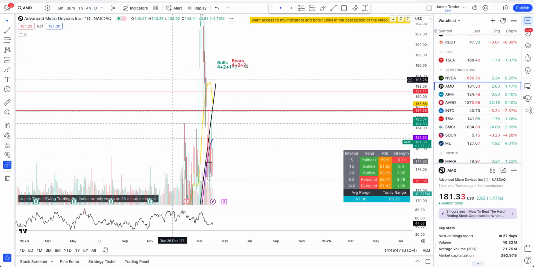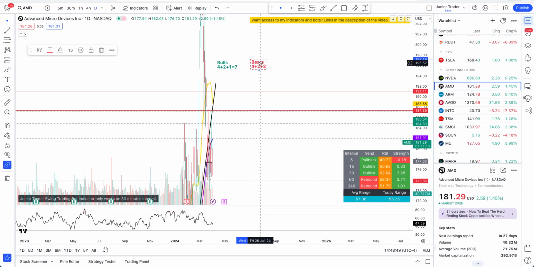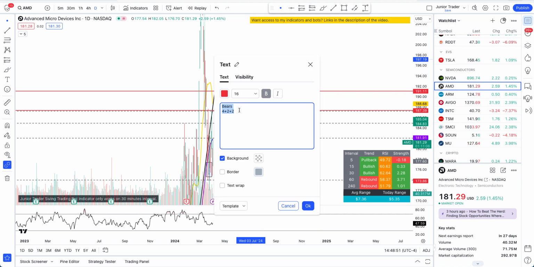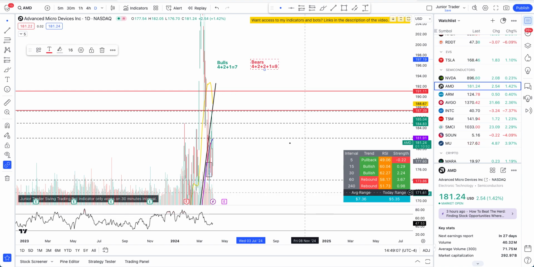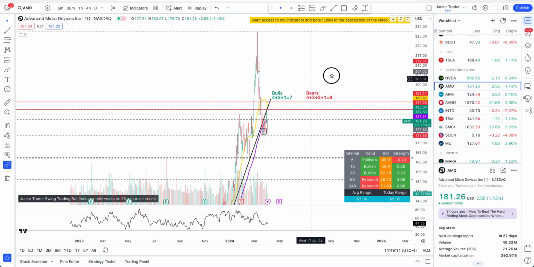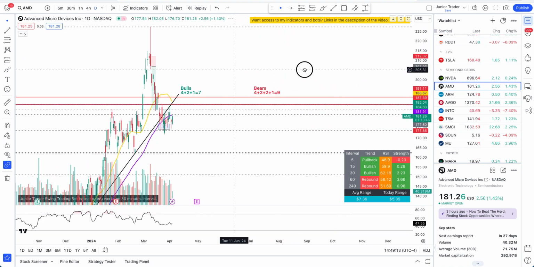Let's go to the daily. I don't know where that thing went when I was on the hourly. So I'm gonna give it a 1 more, and this totals up to 9. So 9 points to the bears. So yes, bears are still ahead in the sentiment, as per my opinion. You can do whatever you want to do, but as per my opinion, bears are still ahead of bulls. But you can see the ratio is not that huge.